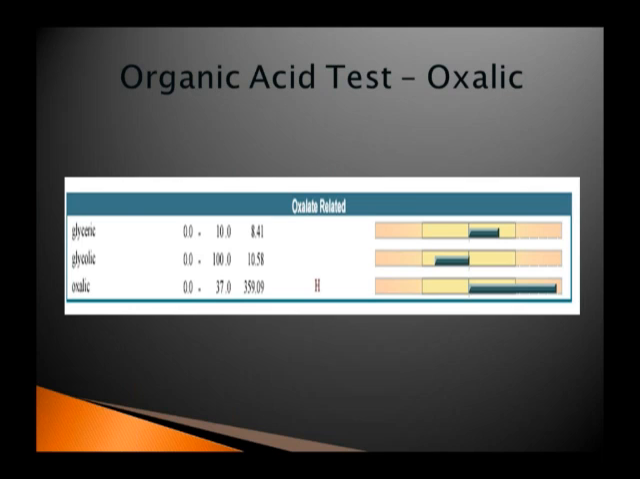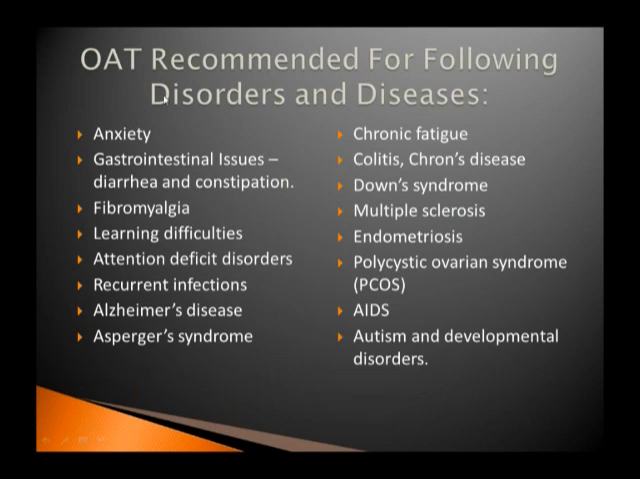So oxalates are an important thing to analyze, not only with kids on the spectrum, but individuals with neurological disorders, and certainly in people with fibromyalgia. So the organic acid test has really multiple purposes here for a wide variety of individuals, from gastrointestinal problems to, again, fibromyalgia, to autism, to chronic fatigue, etc.